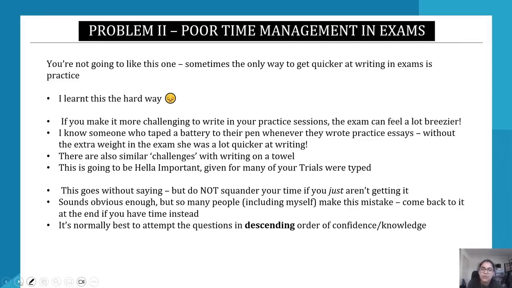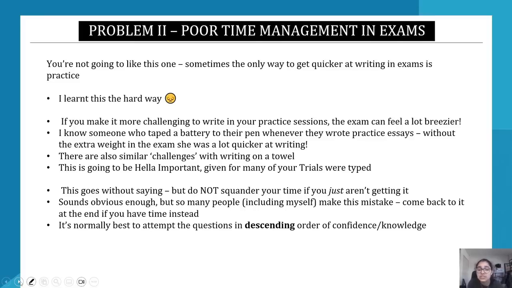It's going to be really important that you're continuing writing and practicing a lot. Also, do not squander your time if you aren't just getting it. It sounds obvious, but ensure that you're continuously working and improving on that.